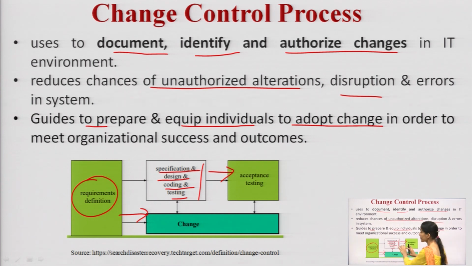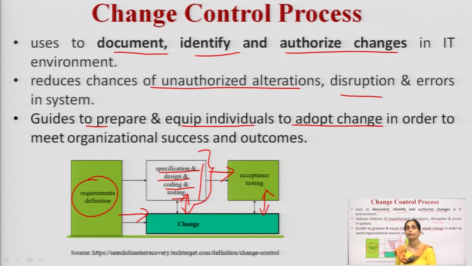So, this change in requirement definition will be doing the changes in all these phases, and it will be doing the changes in my acceptance testing also. That is why there is a bidirectional arrow in the change. So, if requirements are getting changed, that means everything from the specification phase till the user testing phase is being changed.